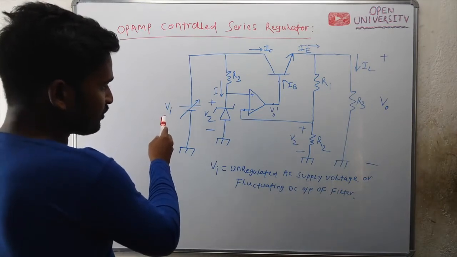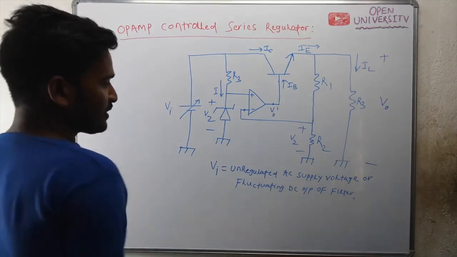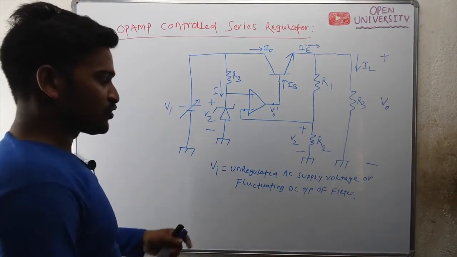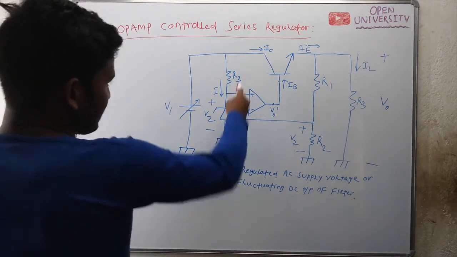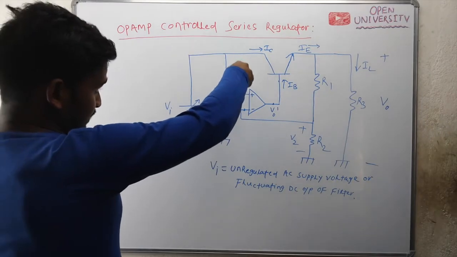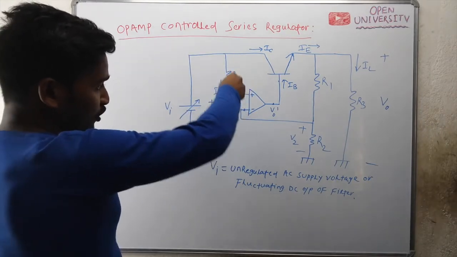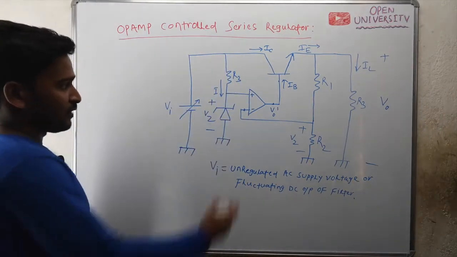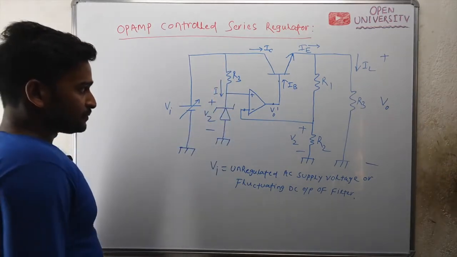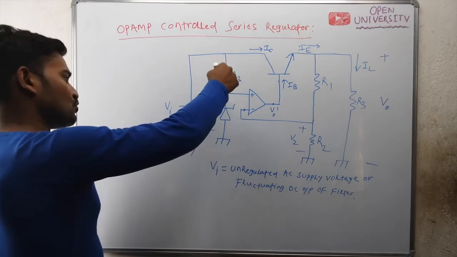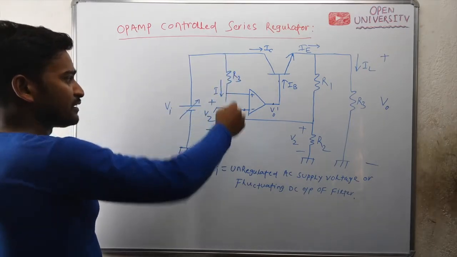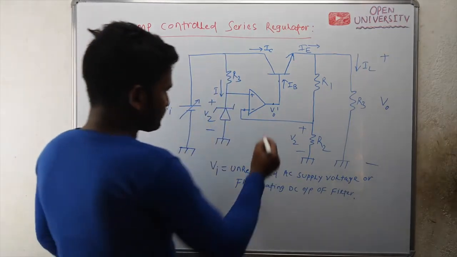Vi is your unregulated AC supply voltage, or the fluctuating DC output voltage of the filter. R3 is a resistor connected to control the current through the Zener diode. Current through R3 is I. Basically, R3 is used to control the current through the Zener diode. See, this is your op-amp.